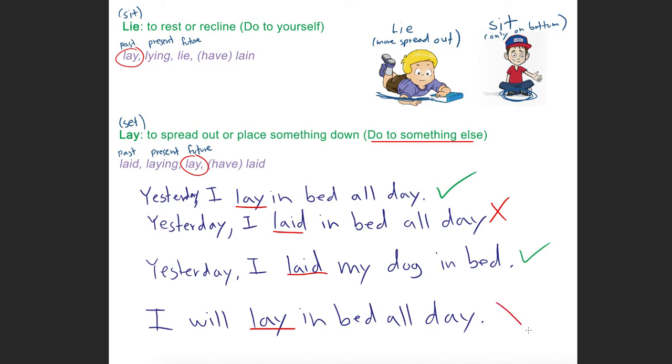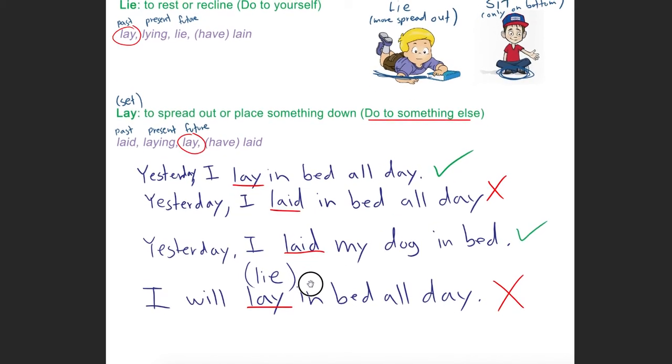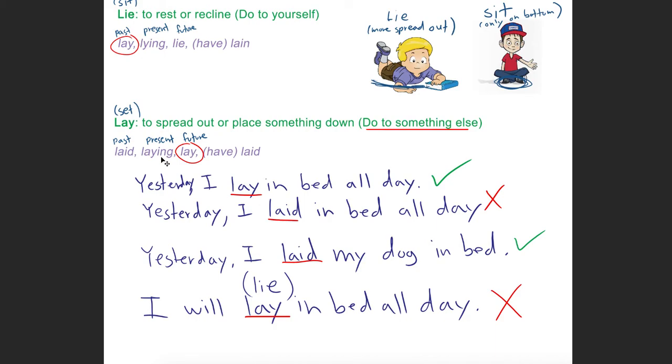If you're talking about you will lie in bed all day in the future, you would need to use lie. All right. I know this is kind of confusing. I think as long as you just look at these two charts, or these two definitions here, it should help you in your worksheet. So you can't say I will lay in bed all day. That's wrong. You have to say I will lie in bed all day, because that's the future tense of the word lie.